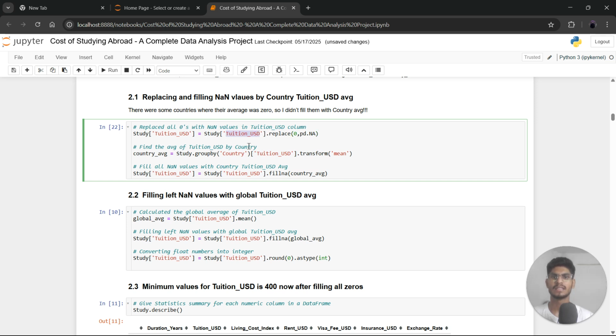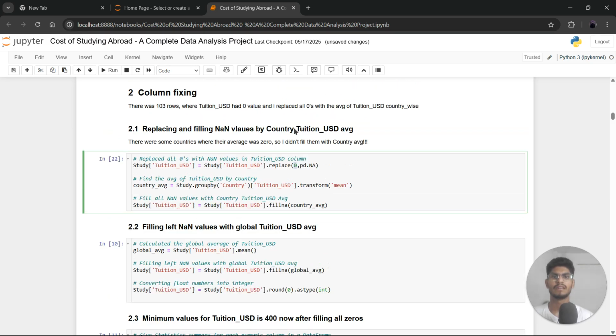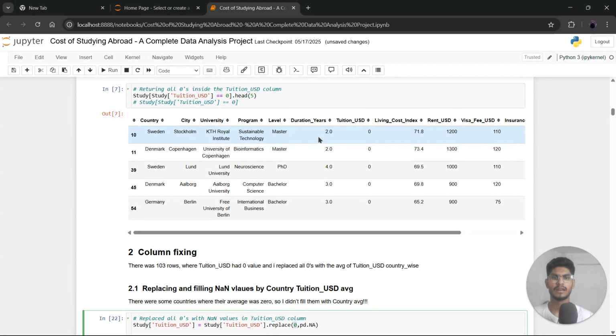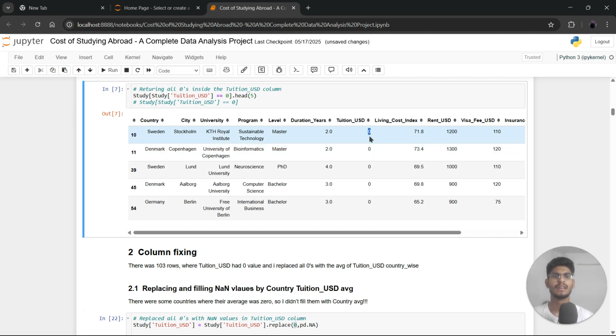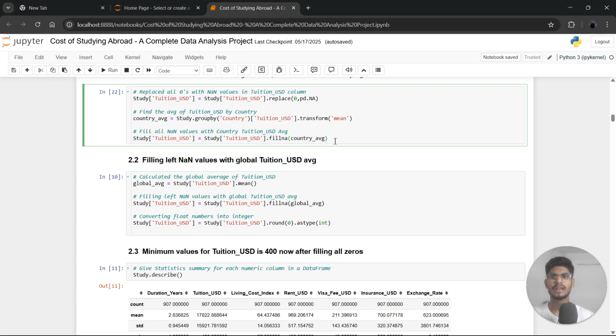So we are taking this and putting this inside these braces, and then using that dot replace function to replace 0 with pd.NA. So now where the 0 was, there will be null values. So we can see that here we have 0, then again we will have the null values, NaN values.